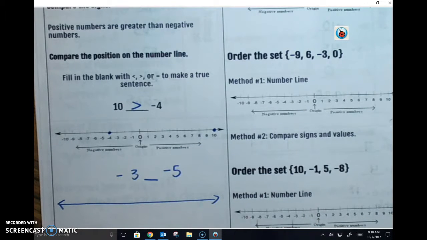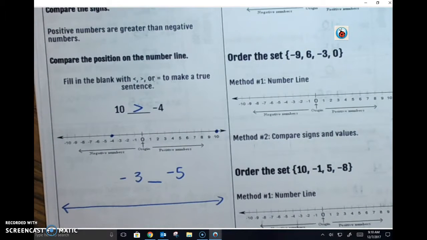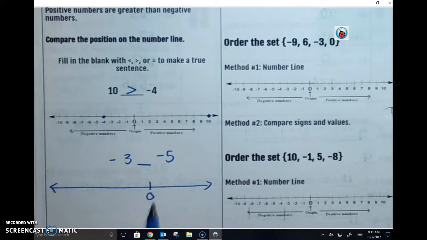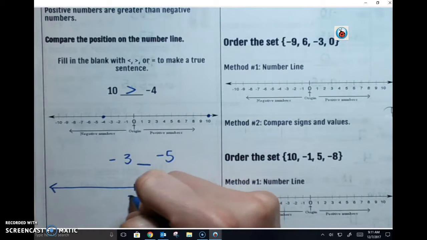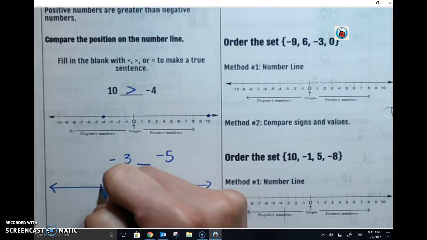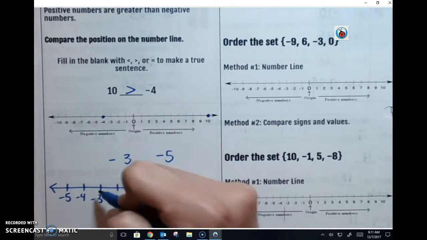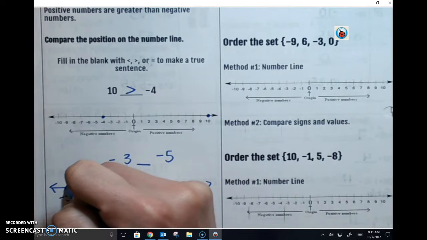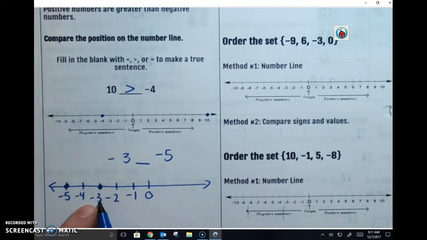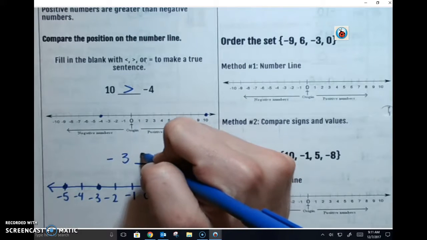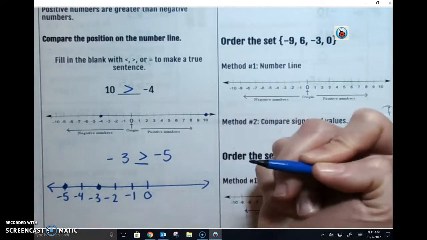In this case, they both have negative signs, so we can't compare the signs. In cases where we can't compare the signs and you can't tell, we're going to put it on the number line. So I'm going to have 0. I'm not going to worry about the positive side because those are all negative. Then we have negative 1, negative 2, negative 3, negative 4, and negative 5. So I'm going to put my dot at negative 3 and at negative 5. Because negative 3 is farther to the right-hand side than negative 5, negative 3 is greater than negative 5.